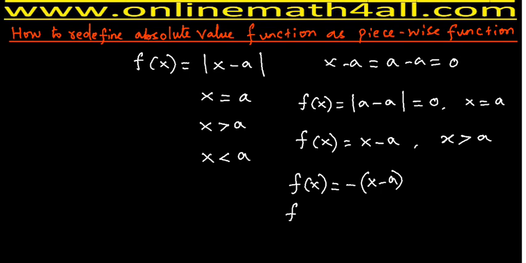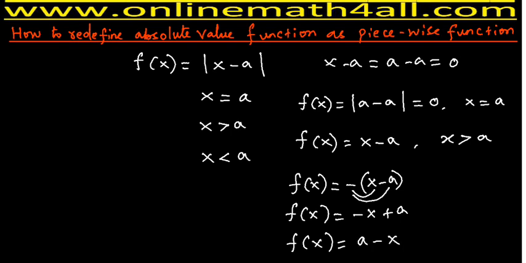Before that we can simplify. f of x is equal to, if we multiply negative by positive x, it will be negative x, and negative times negative will become positive a. So the last step is f of x is equal to a negative x. It happens for x less than a. So we got three terms for f of x. One is for x is equal to a, the second one is for x greater than a, and the third one is for x less than a. I'll write the things neatly on the next page.